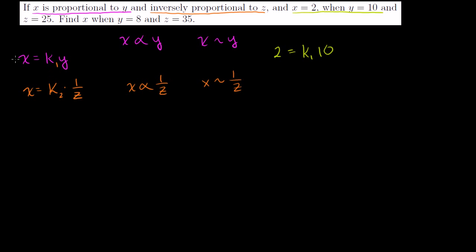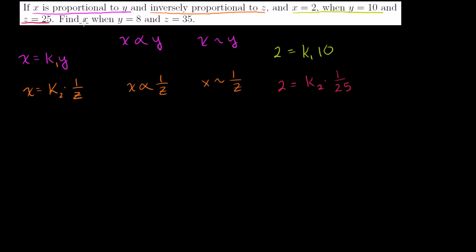But before that, let's see what this next statement tells us. It says x is 2 when y is 10 and z is 25. So x is 2 when k2 is multiplied by 1 over z, or 1 over 25. So that's what that second statement tells us.